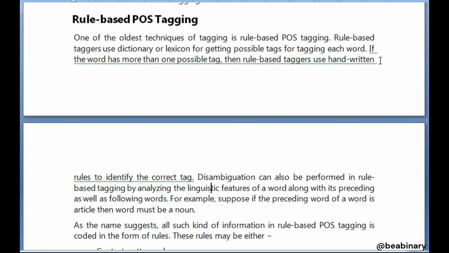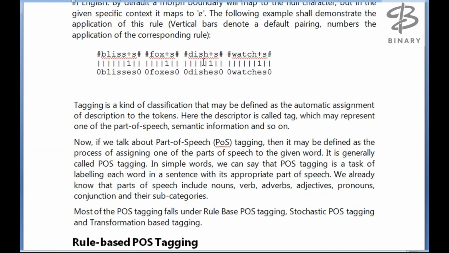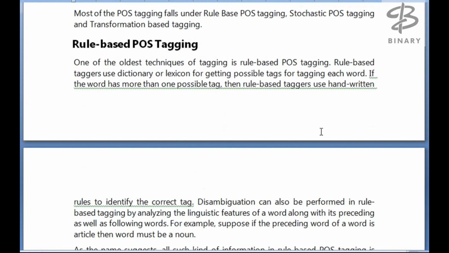Okay. So suppose a word has more than one possible tag, then rule-based tagging is used. Or sometimes you have seen that in the words that we have to tag, there may be some repetitions, as we have seen here. So for that we have to use that. What rule we have to apply for that? That's why it is called rule-based tagging.